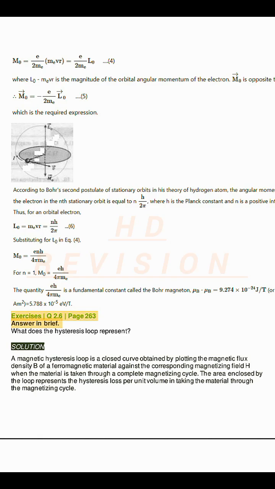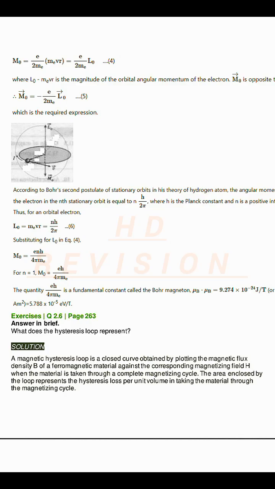Exercises Q2.6, page 263. Answer in brief. What does the hysteresis loop represent? Solution: A magnetic hysteresis loop is a closed curve obtained by plotting the magnetic flux density B of a ferromagnetic material against the corresponding magnetizing field H when the material is taken through a complete magnetizing cycle. The area enclosed by the loop represents the hysteresis loss per unit volume in taking the material through the magnetizing cycle.